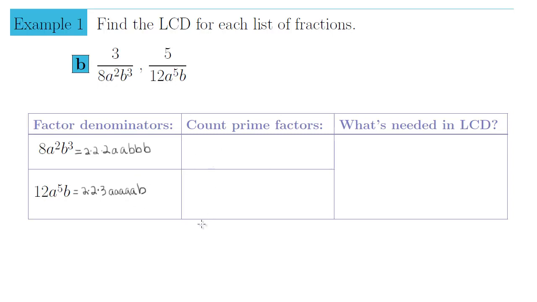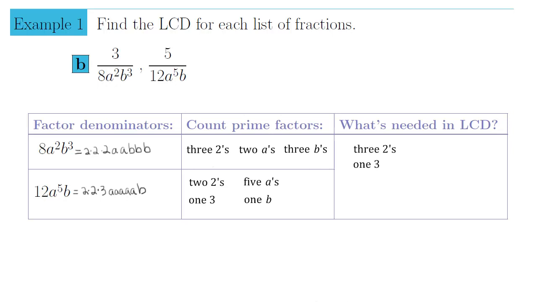So now we count the prime factors that occur in each factorization. We get the following. There are 3 2's, 2 a's, and 3 b's in our first factorization. And there are 2 2's, 1 3, 5 a's, and 1 b in our second factorization. Now we need to list the greatest number of times any single factor occurs for our LCD. Looking at the 2's, there are 2 2's and 3 2's. The greatest number is 3 2's.